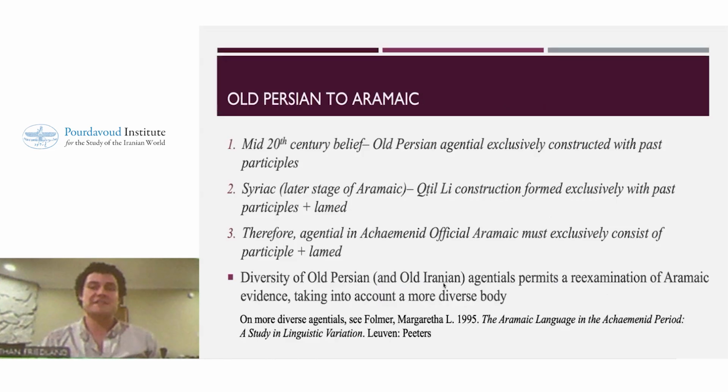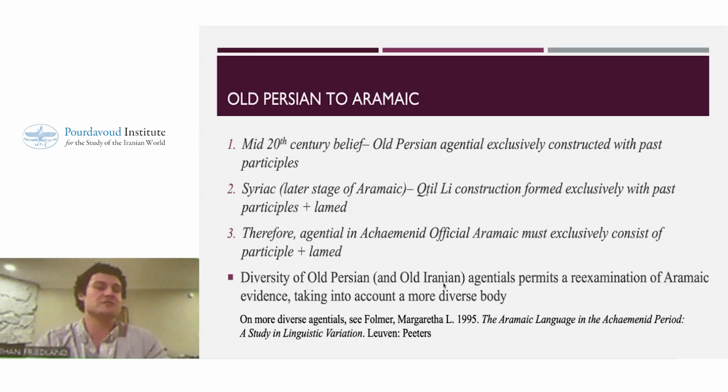To recap, we've seen a very flexible agential construction in Old Persian. However, that wasn't always the understanding. The mid-20th century belief was that the Old Persian agential was exclusively constructed with past participles. And scholars familiar with Syriac, a later stage of Aramaic, connected this to the Katil-Lee agential construction, which is formed exclusively with a past participle and an agent in lamed.